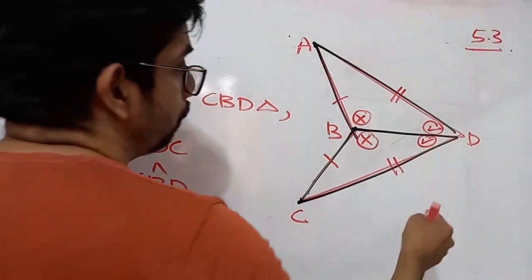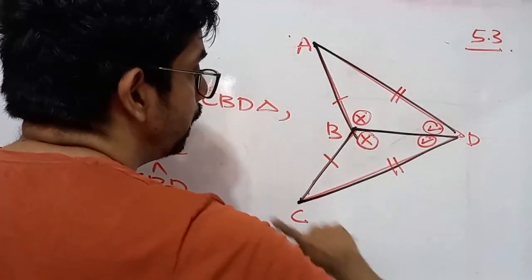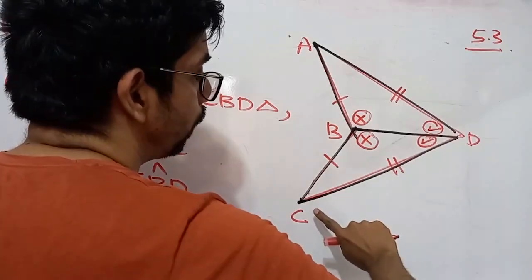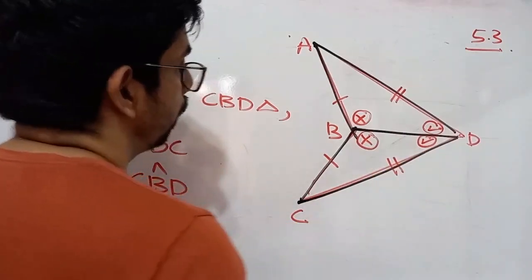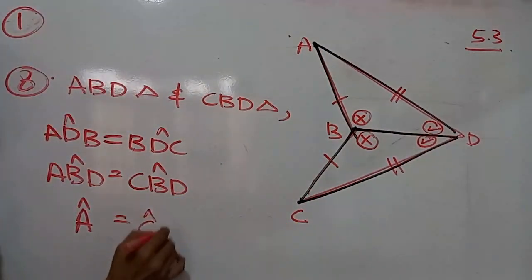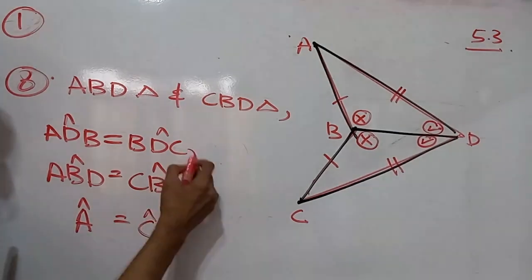Now we will consider the triangle BDC. Then when we think about this one, which is opposite to it? Right? Angle C. So these are the corresponding elements.